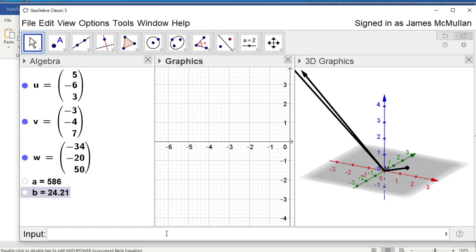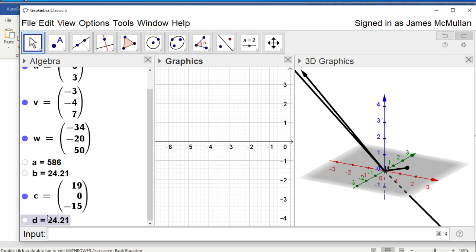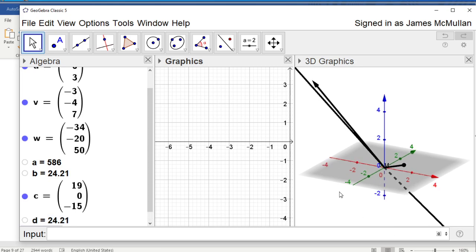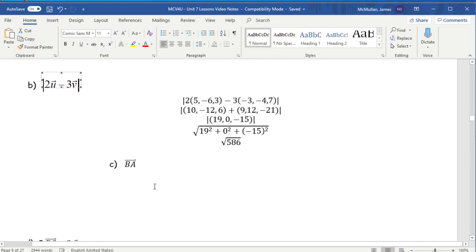Again, let's check our answer here. I already have the vectors programmed, so I'm just going to type 2u minus 3v, and then I'm going to type length, and the length is 24.21. If I want to know the exact value, I'm going to square that number, and then I get 586, and I know it's the square root of 586.